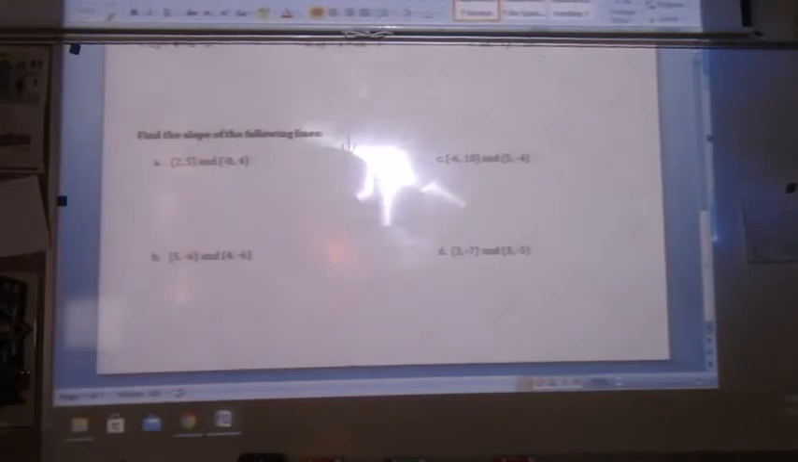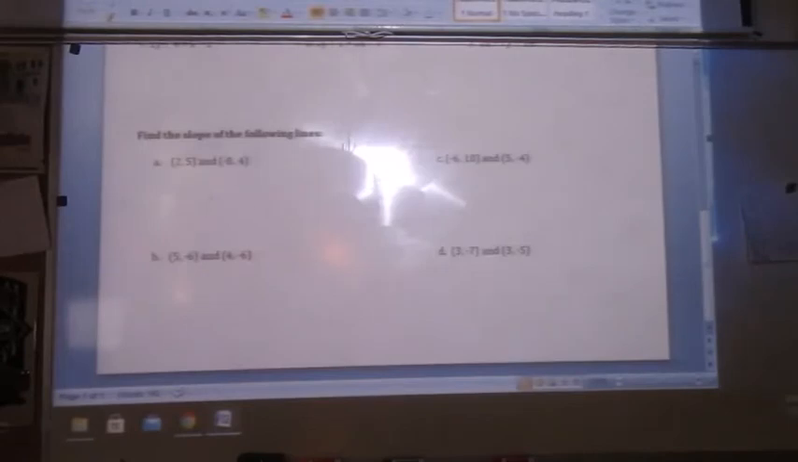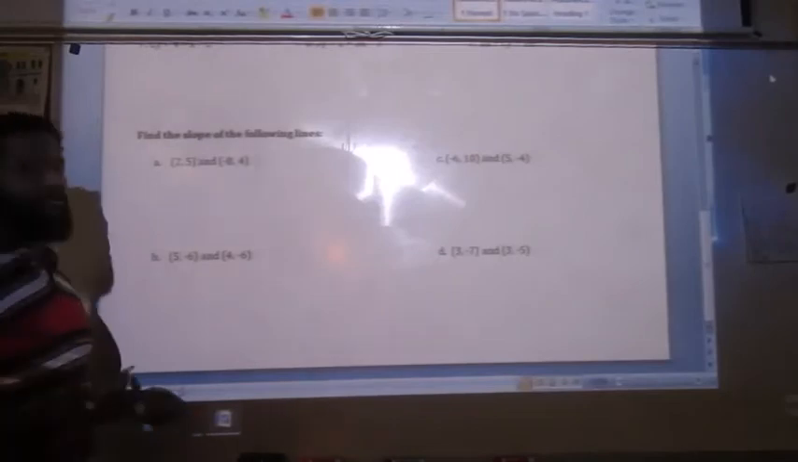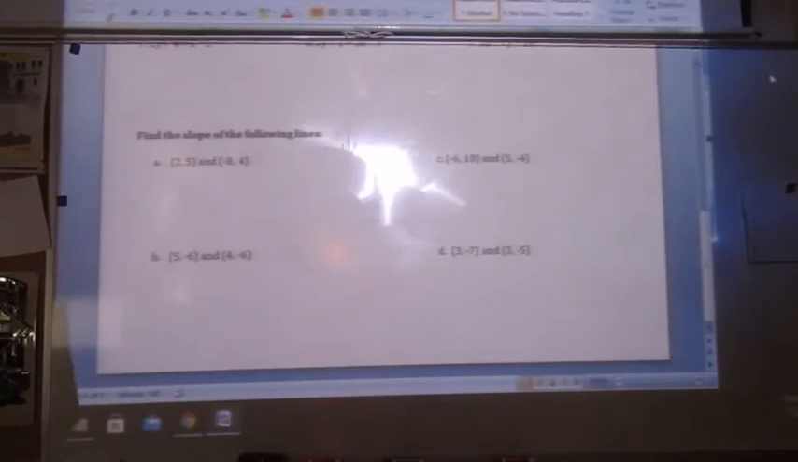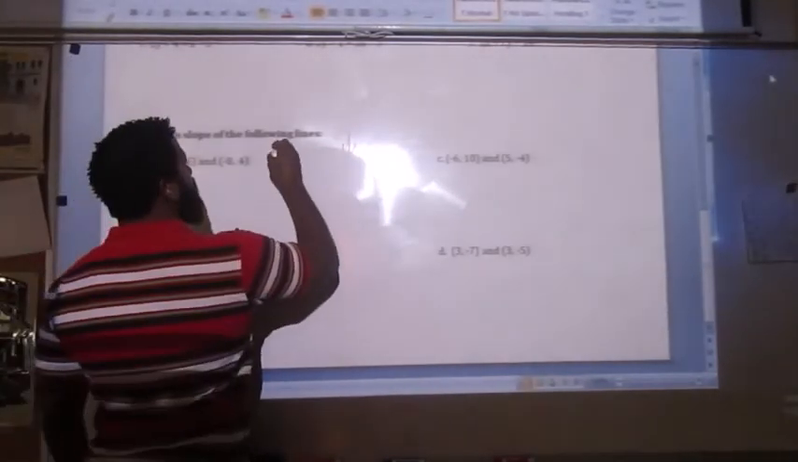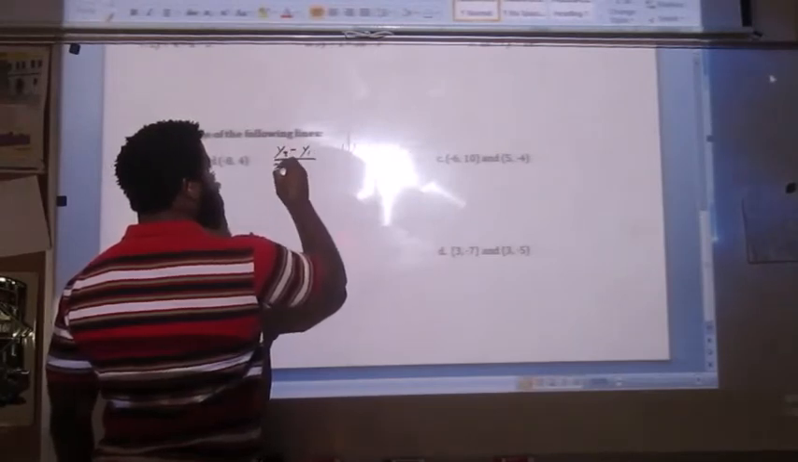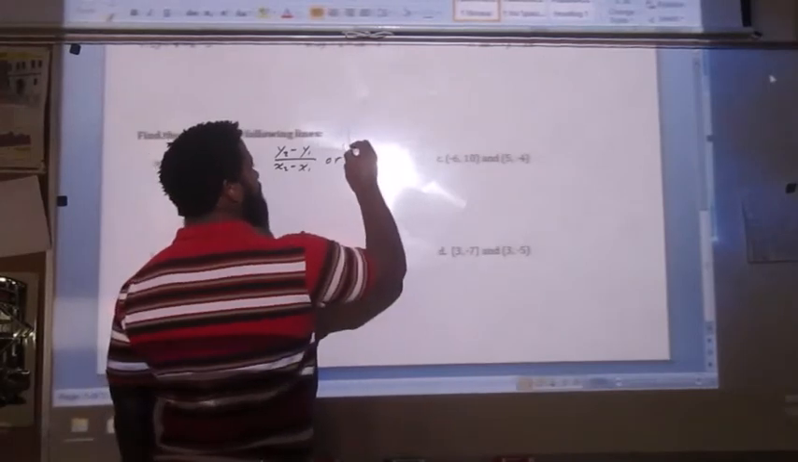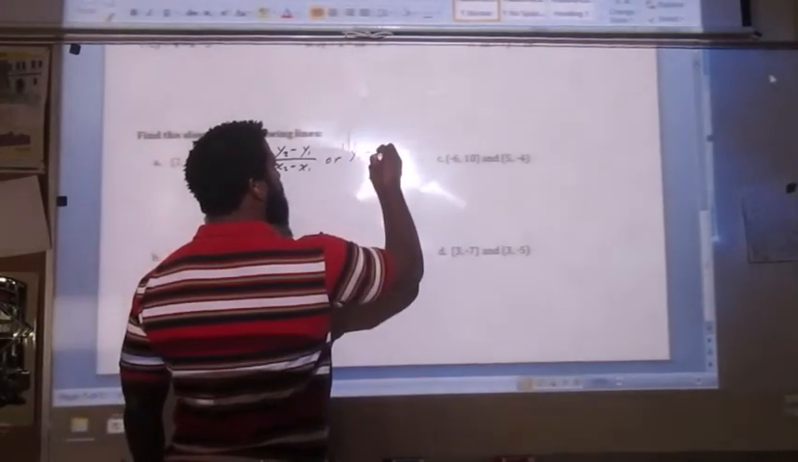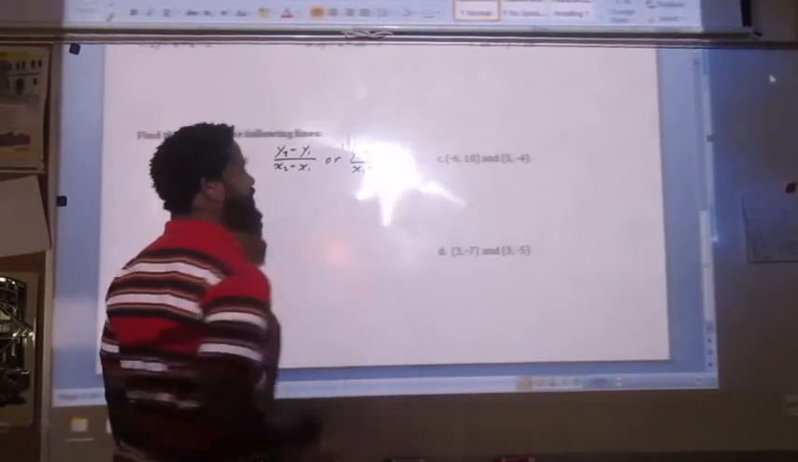Let's find the slope. Looking at this, you're either going to use the formula y2 minus y1 over x2 minus x1, or which one? Y1 minus Y2. Okay, good job.